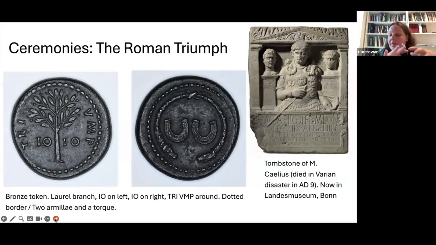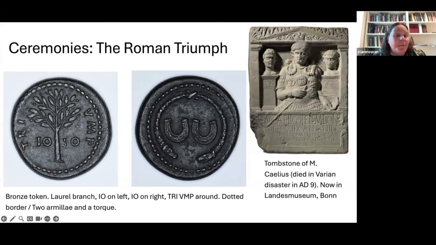We've also got tokens that encourage people to chant. So there is a bronze token type that exists that carries the chant Io Triumphe. And this is the chant that was chanted by soldiers as they went through the streets of Rome as part of the great ceremonial triumph, where all the booty and the captives from a particular campaign would be displayed. The emperor would come through, or the soldiers would come through, and they would all be shouting at the same time. So this chant is encapsulated on the token, again, probably provoking people to speak, to chant as one.